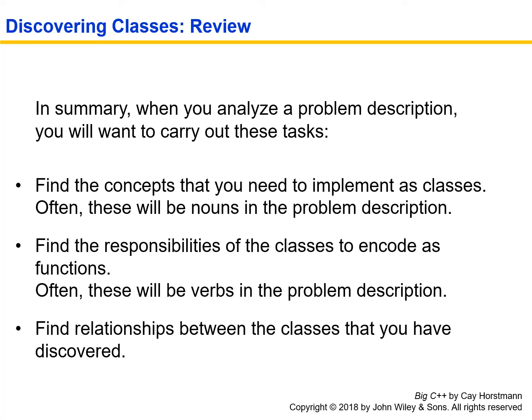In summary, when you want to analyze a problem description, you're going to find the concepts that you need to implement as classes, often by circling or highlighting all the nouns in the problem description. You're going to find the responsibilities of the classes to encode as member functions by circling or highlighting the verbs in a different color. And then you're going to find relationships between the classes to see if there are is-a or has-a relationships. Has-a relationships you implement with aggregation, like we just showed. Is-a relationships we'll implement with inheritance, which is the next chapter.